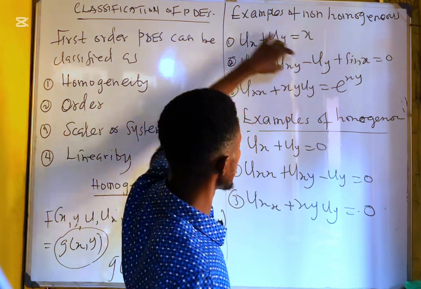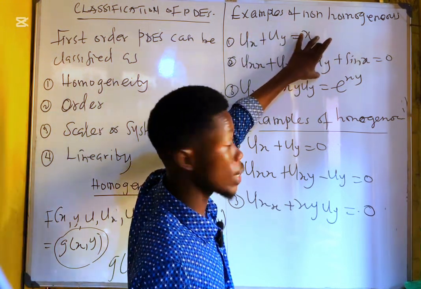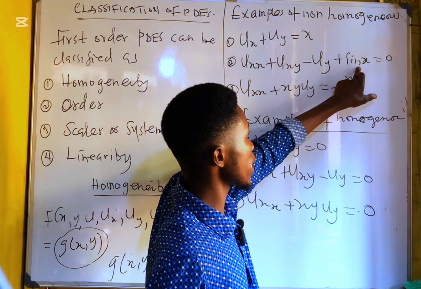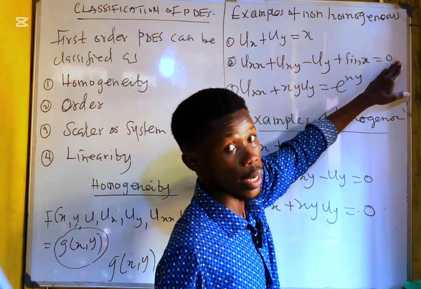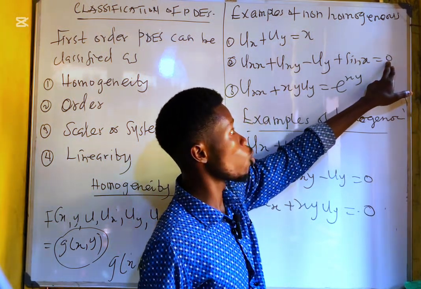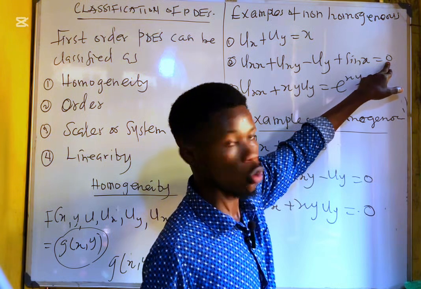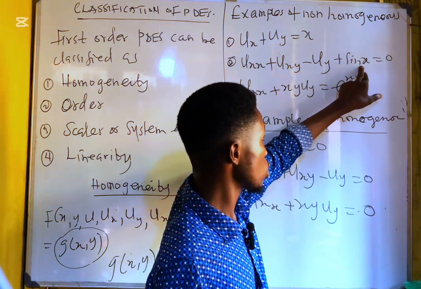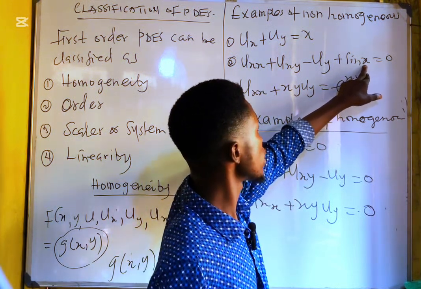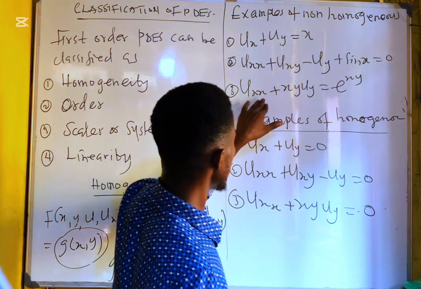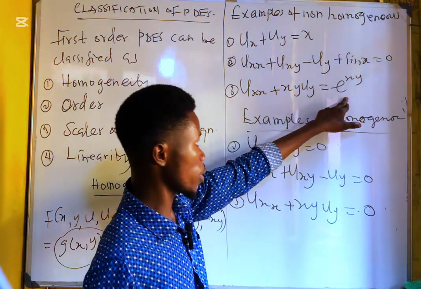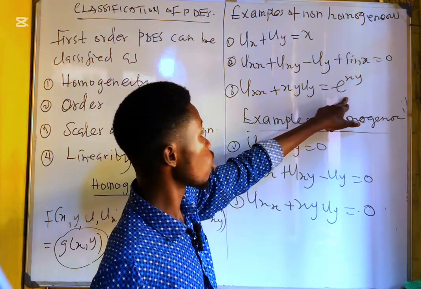If you look at this one too, this is the principal part, this is the function part. So the sine x, if I send it here, it becomes negative sine x. Don't say that this side is 0, so it becomes homogeneous. No. This sine x is here, it's not differentiated. So it is what? Non-homogeneous. This is the principal part, this is the non-principal part. So this is also non-homogeneous.